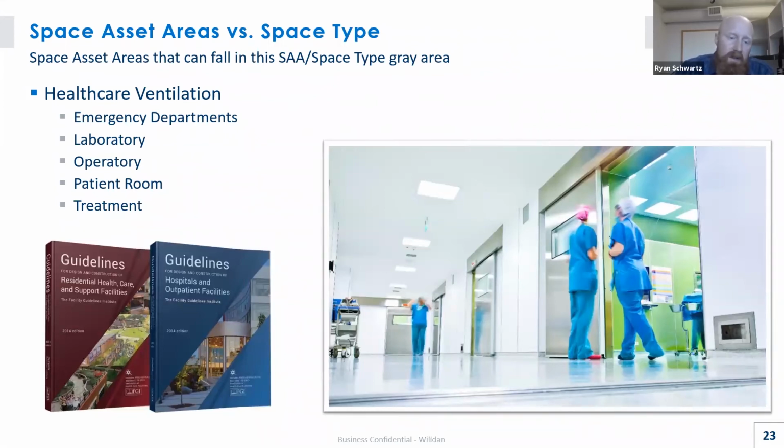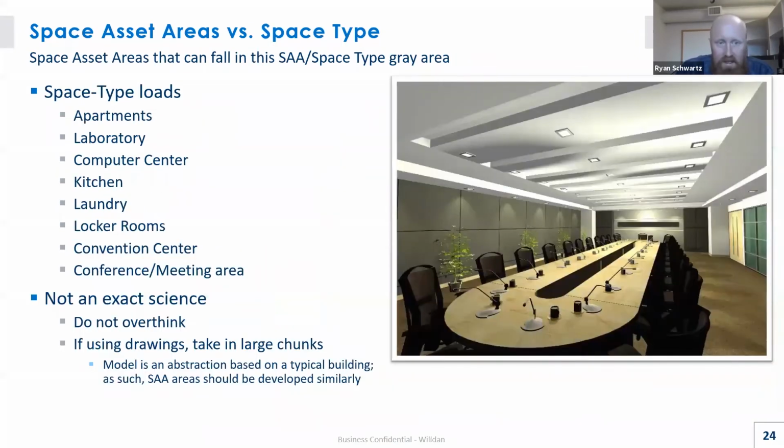As far as ventilation goes, it'd be in healthcare buildings: emergency departments, or laboratories or operatory spaces, even patient rooms. Ones that follow more of a specific space type approach just due to lighting power requirements would be apartments, laboratories, laundry rooms, locker rooms, conference areas, spaces like that.